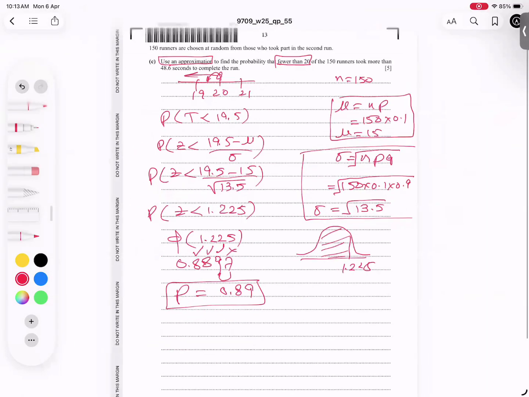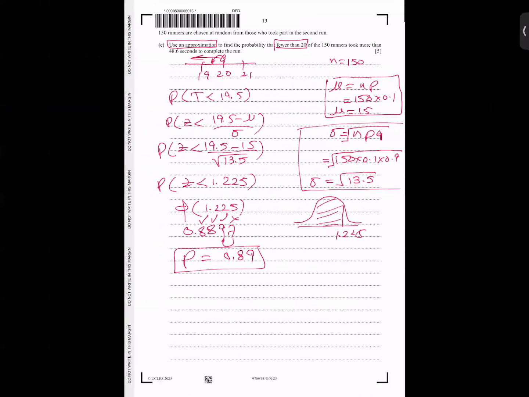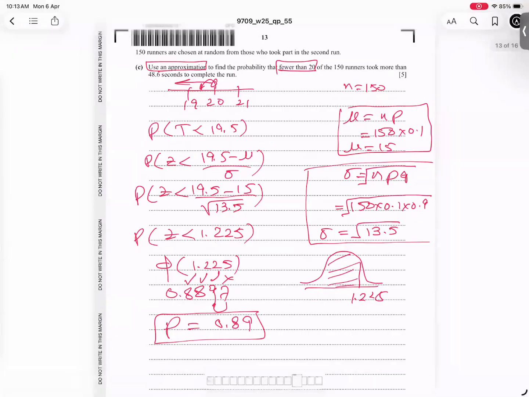And I think the paper is completely over. Yes, over. And best of luck for your coming exam. Pray for me and I will pray for you, inshallah.